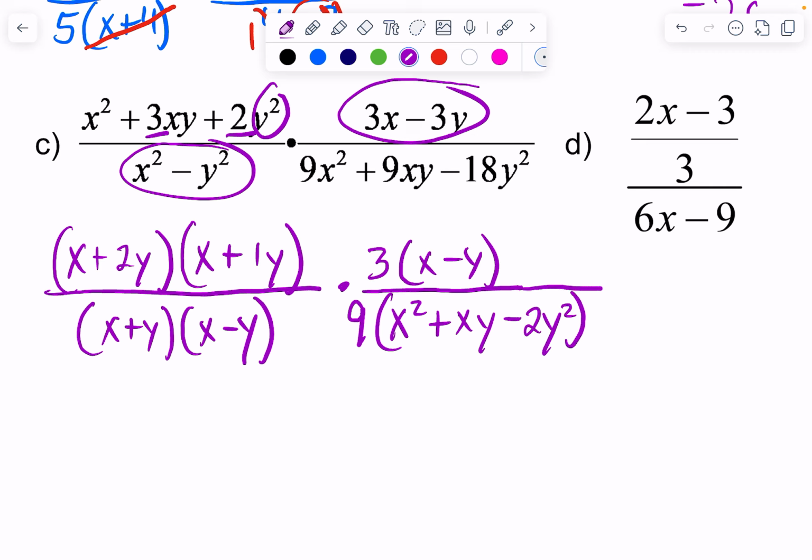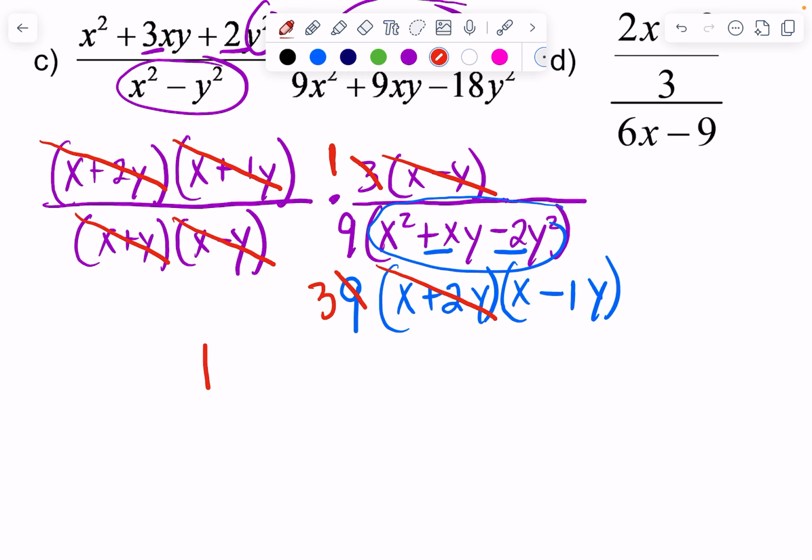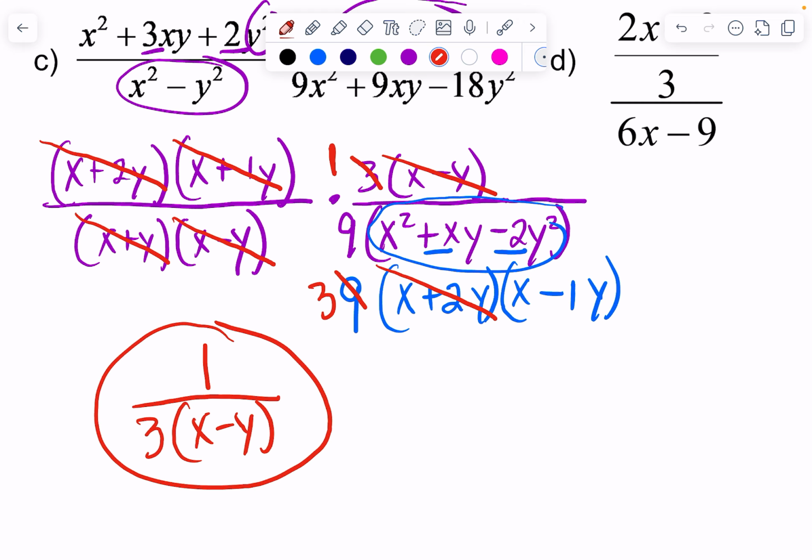And now I can factor this right here. I can turn this into a 9 times x, y, x, y. What times what is negative 2, but when added together is positive 1. Got a positive 2 and a negative 1. All right, now let's get to the fun part. This x plus 2y in the numerator cancels out with this x plus 2y in the denominator. This x plus 1y in the numerator cancels out with this x plus 1y in the denominator. This x minus y in the denominator cancels out with this x minus y in the numerator. 3 goes into 3 one time, 3 goes into 9 3 times, leaving me with 1 over 3 times x minus y. See, it looked complicated, but it's not that bad, you got to admit.